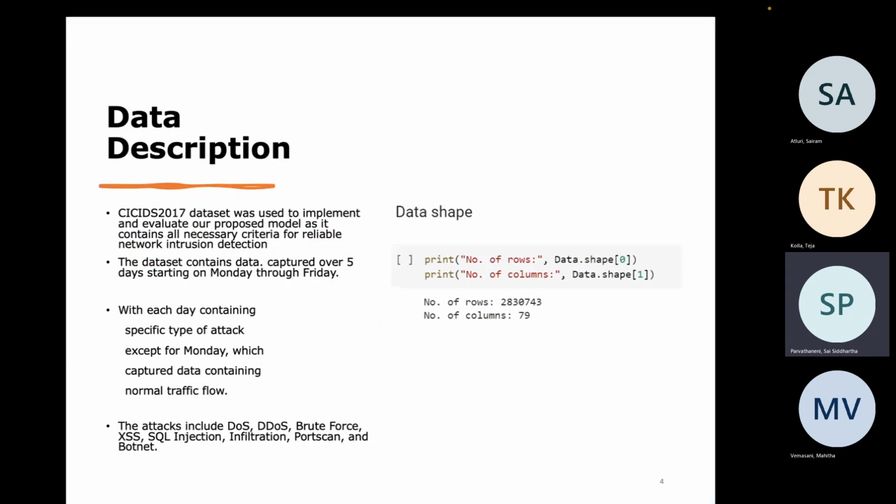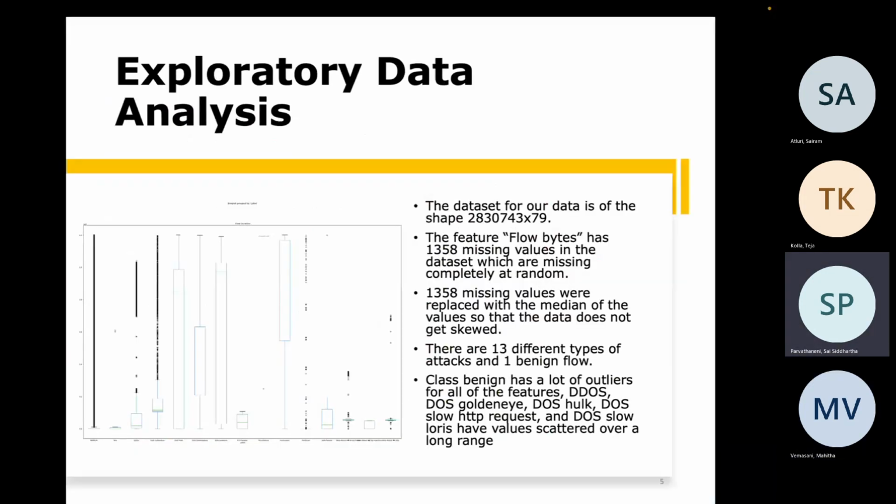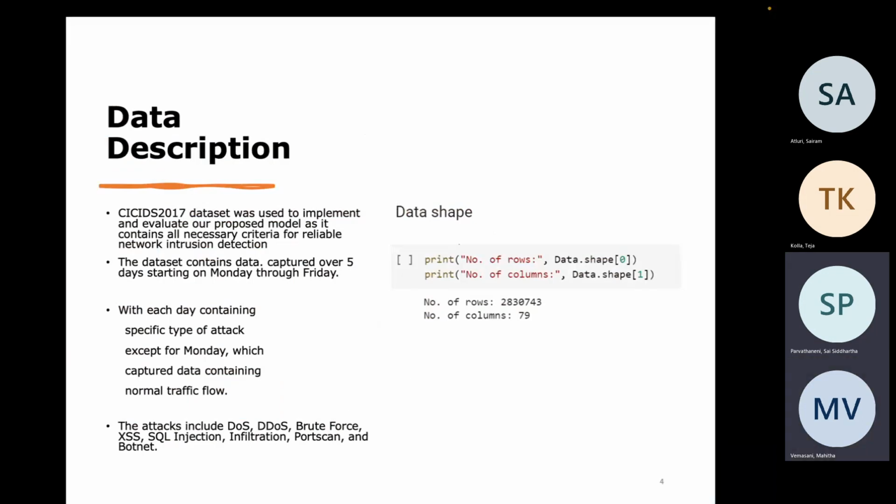The attacks generally include DoS, DDoS, brute force, XSS, SQL injection, infiltration, port scan, and botnet. The dataset contains 78 features and corresponding labels, divided by each day. The data shape shows the number of rows as 2830743 and the number of columns as 79.